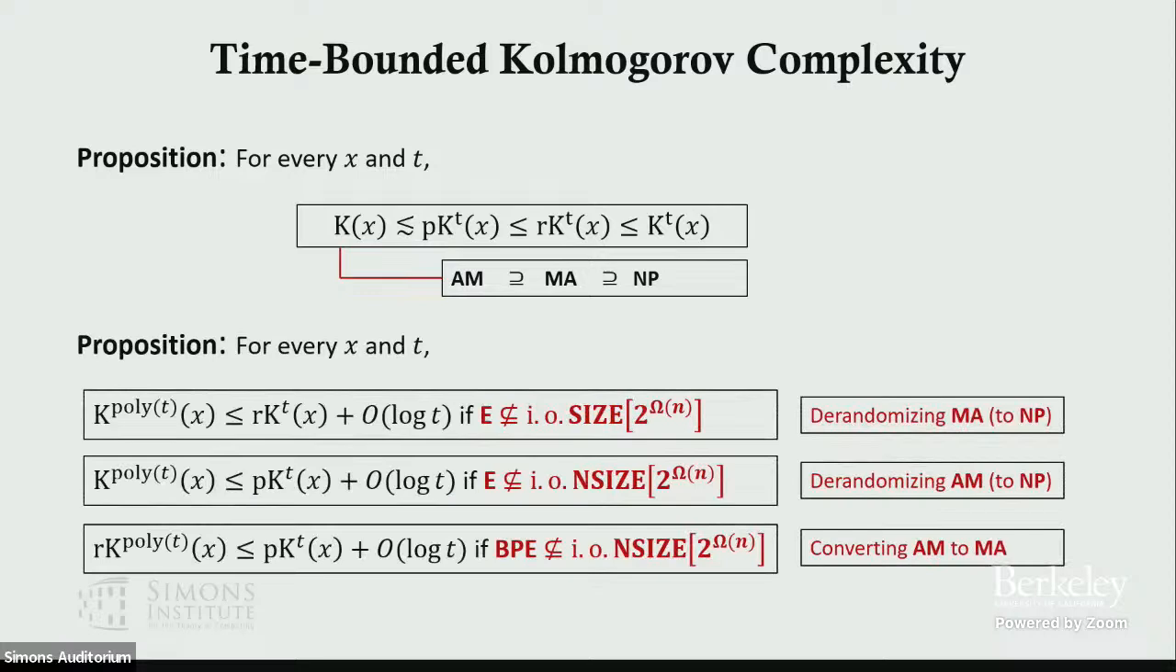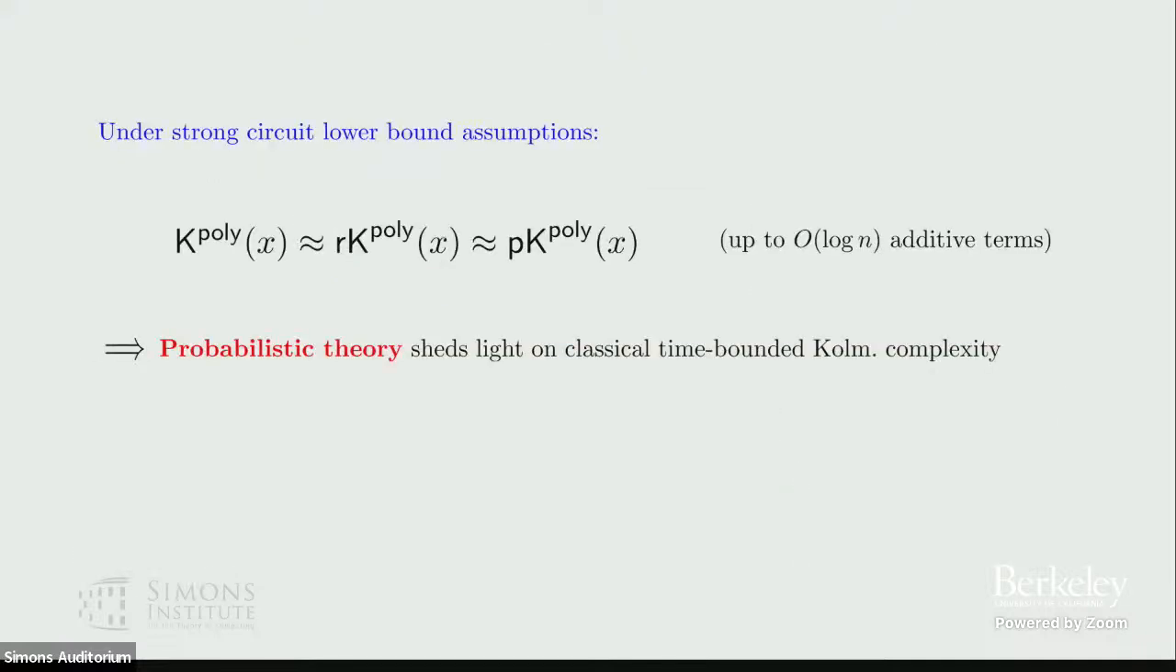So I don't have much time. Let me just say that the same assumptions we can use to de-randomize MA and AM, you can also use to collapse these notions. So to summarize, if we make strong enough circuit lower bound assumptions, the randomized notions are essentially equivalent to the deterministic notions. And in particular, for every string X, the PK complexity, the RK complexity, and the deterministic complexity are the same up to a log additive term. Yeah, I think you should also be able to do it under the assumption. Okay, so that's great. If you believe in this hardness conjecture, any progress you make with respect to the randomized Kolmogorov complexity, you can translate to the deterministic case. And this sheds light on the original questions that have been open for several decades.